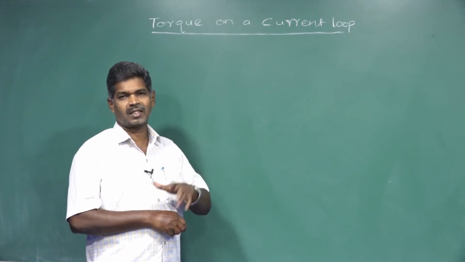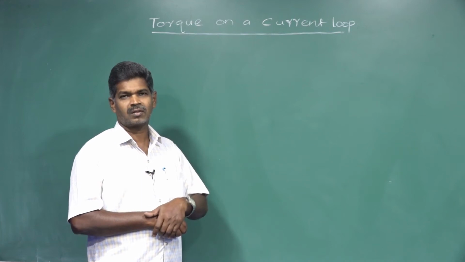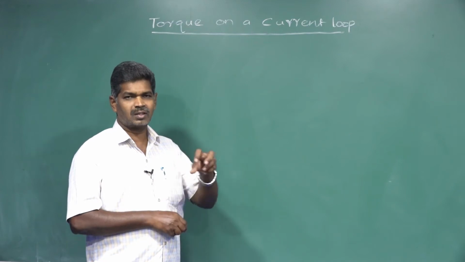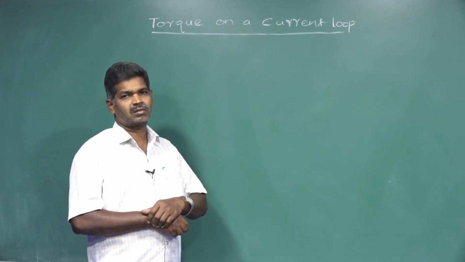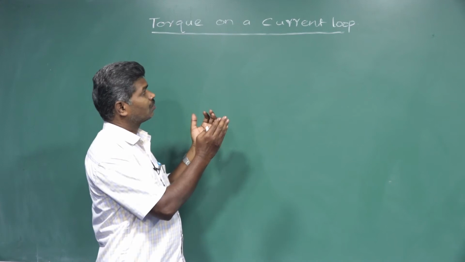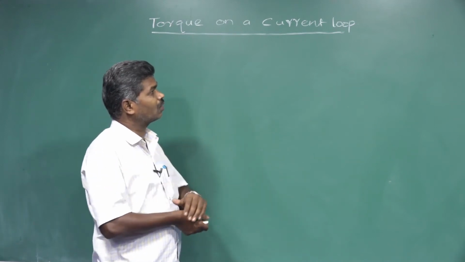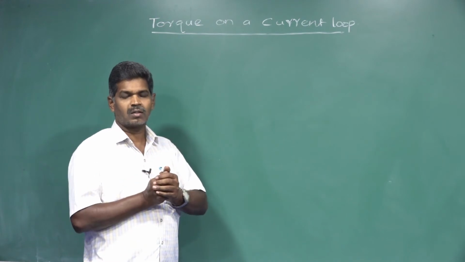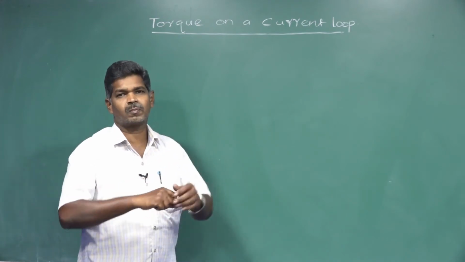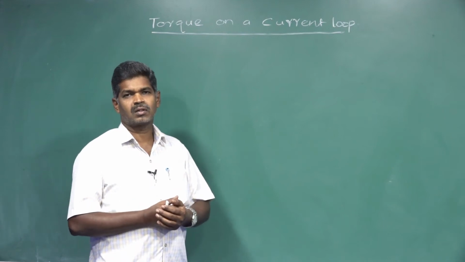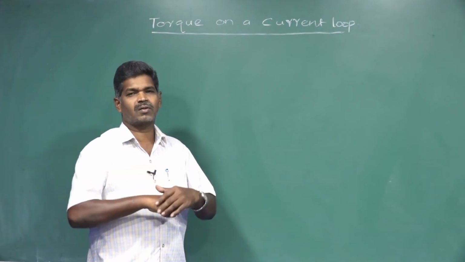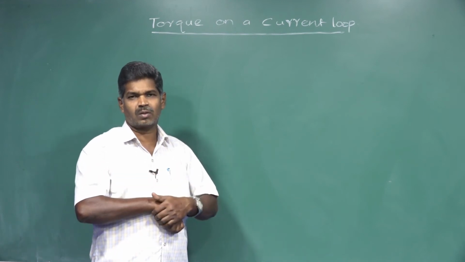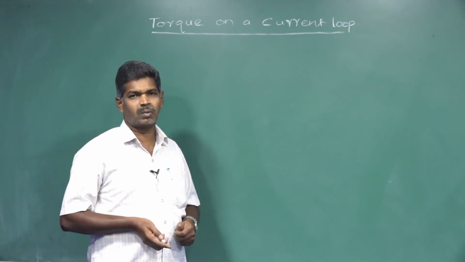If a current carrying conductor is placed in a magnetic field, it can experience a force. That is the base to produce a torque on a current loop. A single wire can be made into a loop. Loop means it may be in a uniform shape or non-uniform shape. You connect one end of the wire to the other end, and you get a loop of the wire.